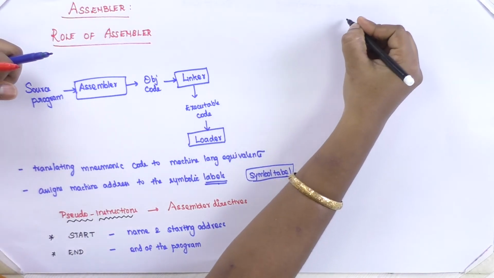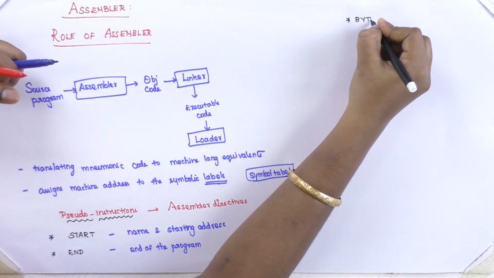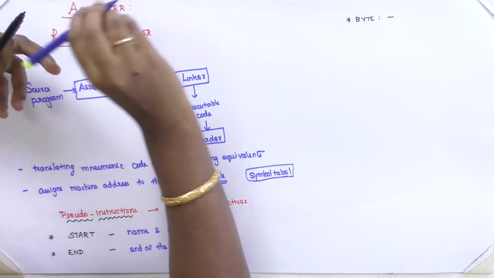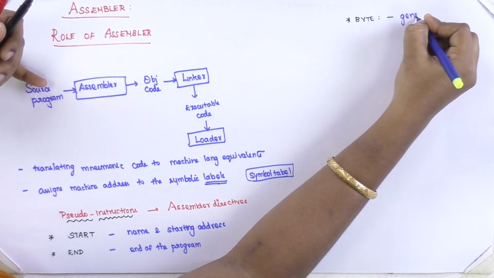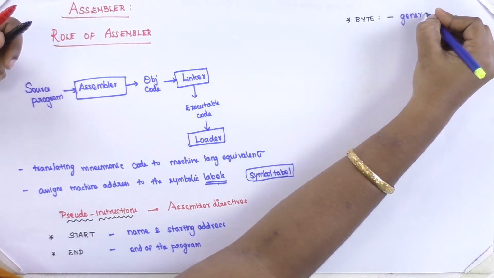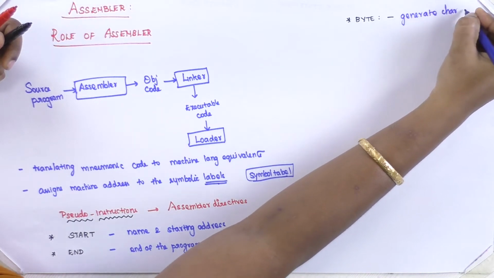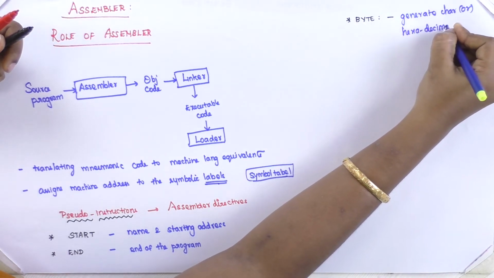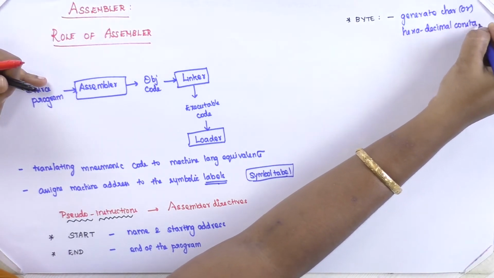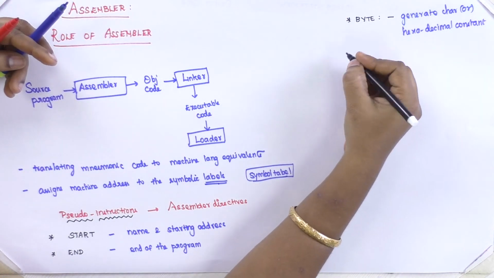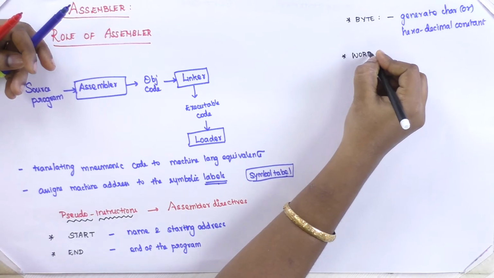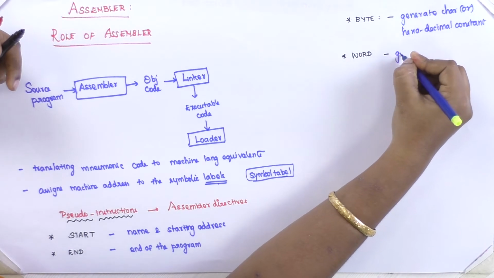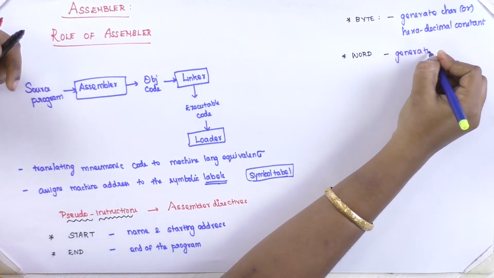Next assembler directive is BYTE. The BYTE assembler directive helps to generate a character or hexadecimal constant. Next assembler directive is WORD. Our BYTE will generate a character or hexadecimal constant, whereas our WORD will generate a one word integer constant.